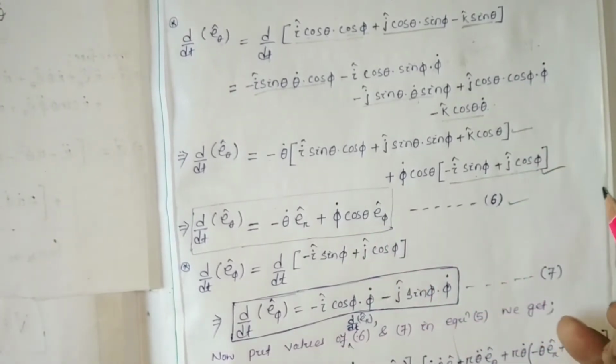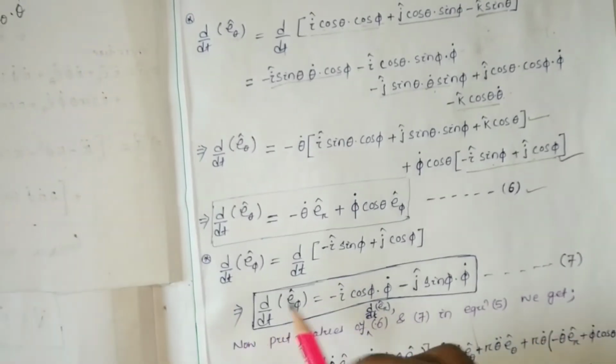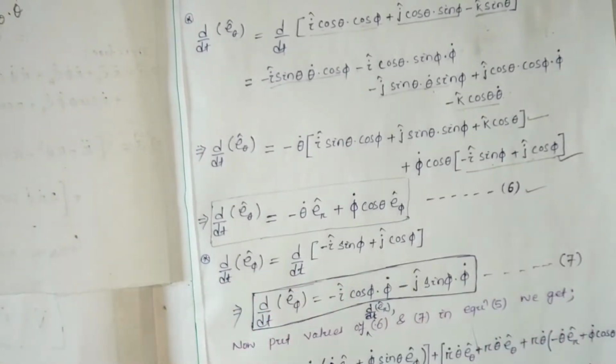Let this be equation number 6. Now we are going to find out d by dt of e phi cap.